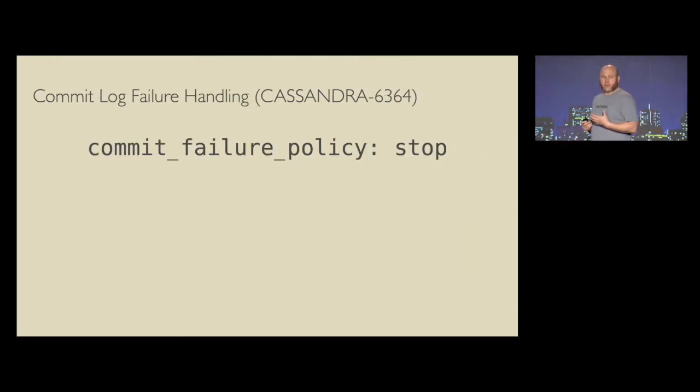There's also now a commit failure policy, just for the commit log. Previously, when there was an error writing to the commit log, it caused the commit log thread to fail, which caused your mutations to back up in the mutation queue, which caused all of your memory to get used, which caused garbage collection to go crazy, which eventually caused your node to go out of memory. If you want that existing behavior, change the default on this to be stop commit.